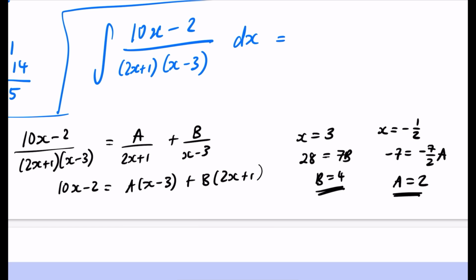So I can now actually continue doing the integration because I've got it written in its partial fraction form. It is going to be a 2 over 2x plus 1. That's my a over 2x plus 1. And my b, which is 4 over x minus 3 dx.